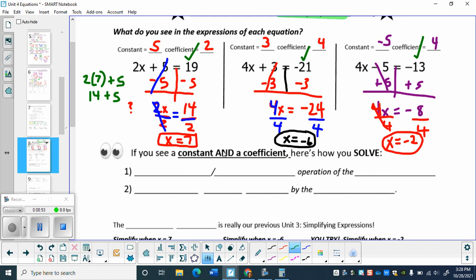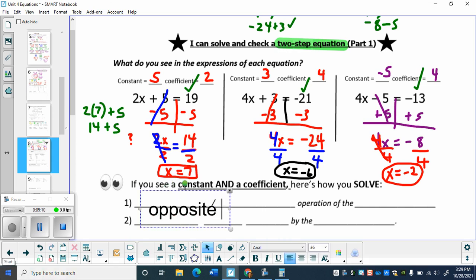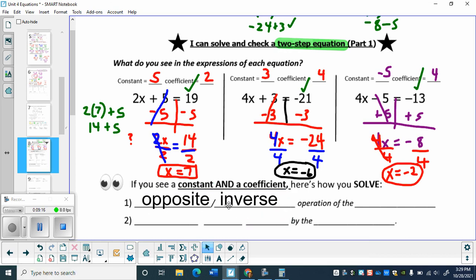So here's the deal, y'all. Anytime you see a constant and a coefficient, which is what these all have in common, they had a constant, a number all by itself, and a coefficient. What did we do to solve? I'm going to type it in here. We did the opposite. And now you guys know, I'm going to start to put this out there. Another fancy word for opposite is inverse. So we did the opposite or the inverse operation of the constant.